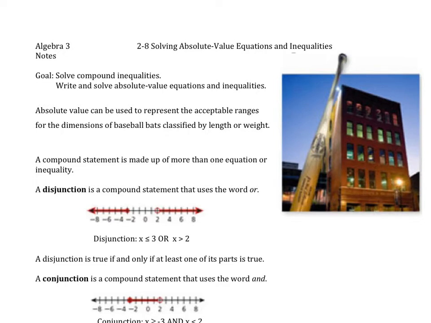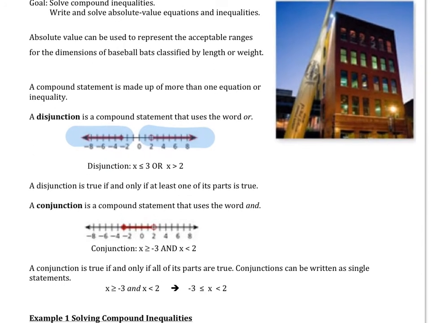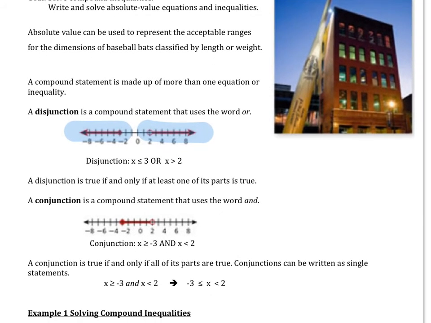A disjunction is an or, and it's graphed with the opposite directions. So think of going in opposite directions. A disjunction is true if at least one of the two parts is true.